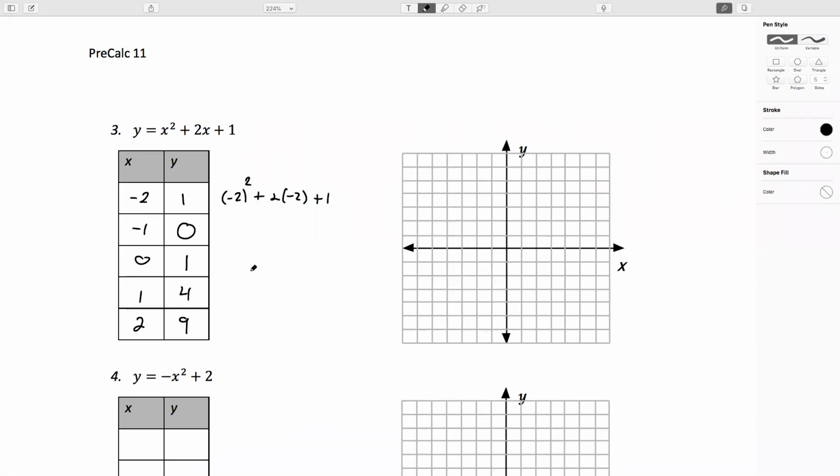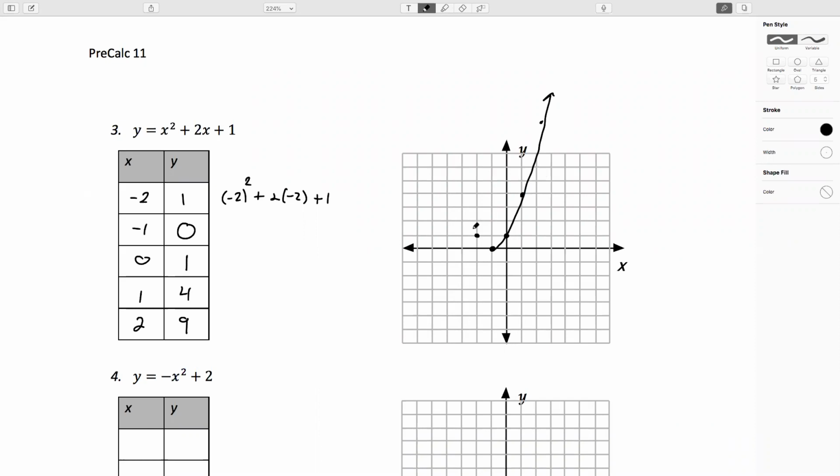So if we go to plot this, it's similar, but it's a little bit different. -2 and 1, -1 and 0, 0 and 1, 1 and 4, and 2 and 9. And it's going to be up here. So we can go ahead and graph this now.